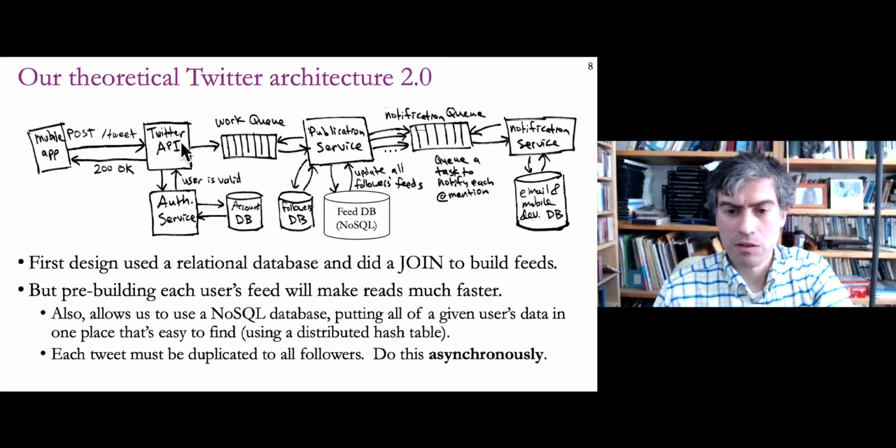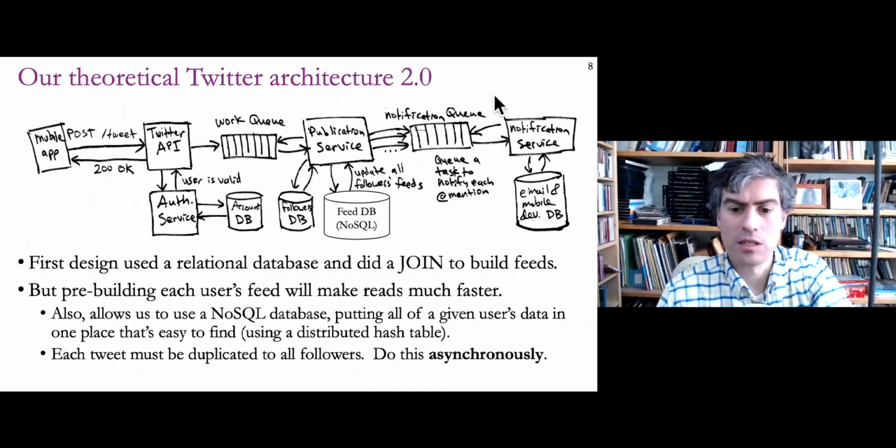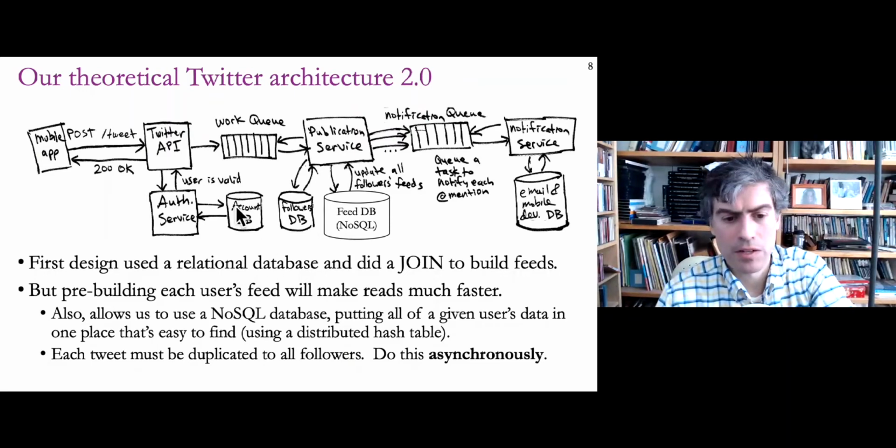Okay, so I'll go through this in a few slides to give you more detail about what's happening here and to reinforce the benefits of queues and how they fit into this design. But this is what it looks like at a high level. I'm going to call this Twitter 2.0. And we no longer have a relational database to store the tweets. This account database might be relational and followers might be relational, but instead we have a NoSQL database to store the feeds. This can be scalable.